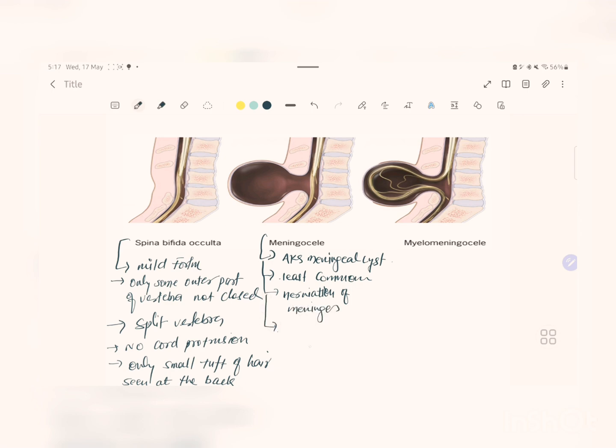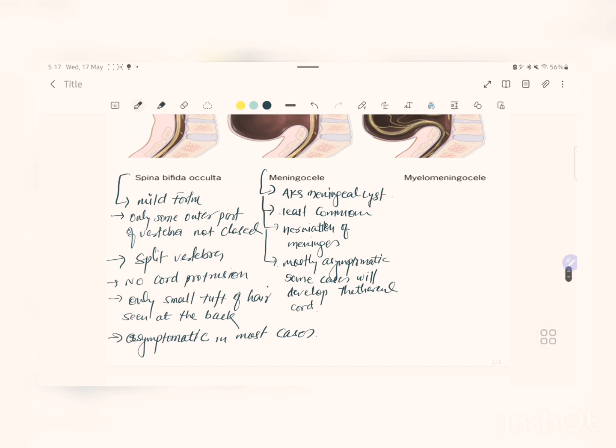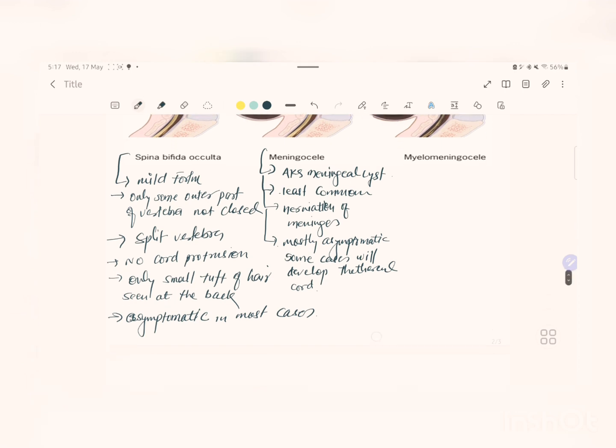Mostly patients present with a cystic swelling over the back, which is translucent. Through this cystic swelling, there is a herniation of the meninges without herniation of any nerves or the spinal cord, and it's mostly asymptomatic. In some cases, the patient may develop tethering of the cord, that is, the nerves traversing through the canal may get stuck to surrounding structures, which is called a tethered cord.